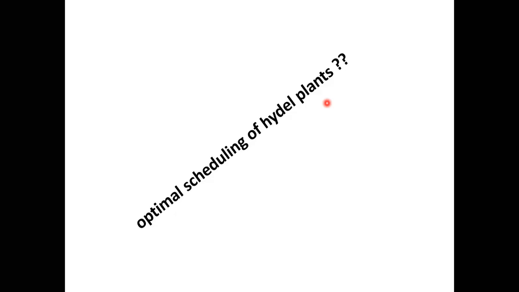Definitely we need to consider optimal scheduling in the case of thermal power plants. Why? When you are taking thermal power plants, the fuel cost is very high. So in order to minimize the fuel cost, we went for optimal scheduling in thermal power plants. But coming to hydro power plants, now tell me, is it necessary to follow optimal scheduling when we are considering only hydro power plants? Is it necessary or not?